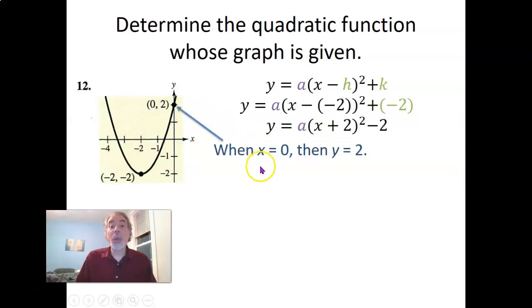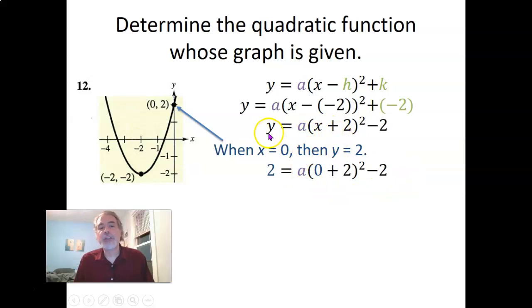That means that when x is 0, then y, or f of x, has to equal 2. So this equation ought to be true if I plug in 0 for x and 2 for y. Or sometimes it's written with an f of x over here, 2 for f of x. Look at that. All those numbers, the only unknown left is a. Let's try to do some algebra here and see if we can solve for a.